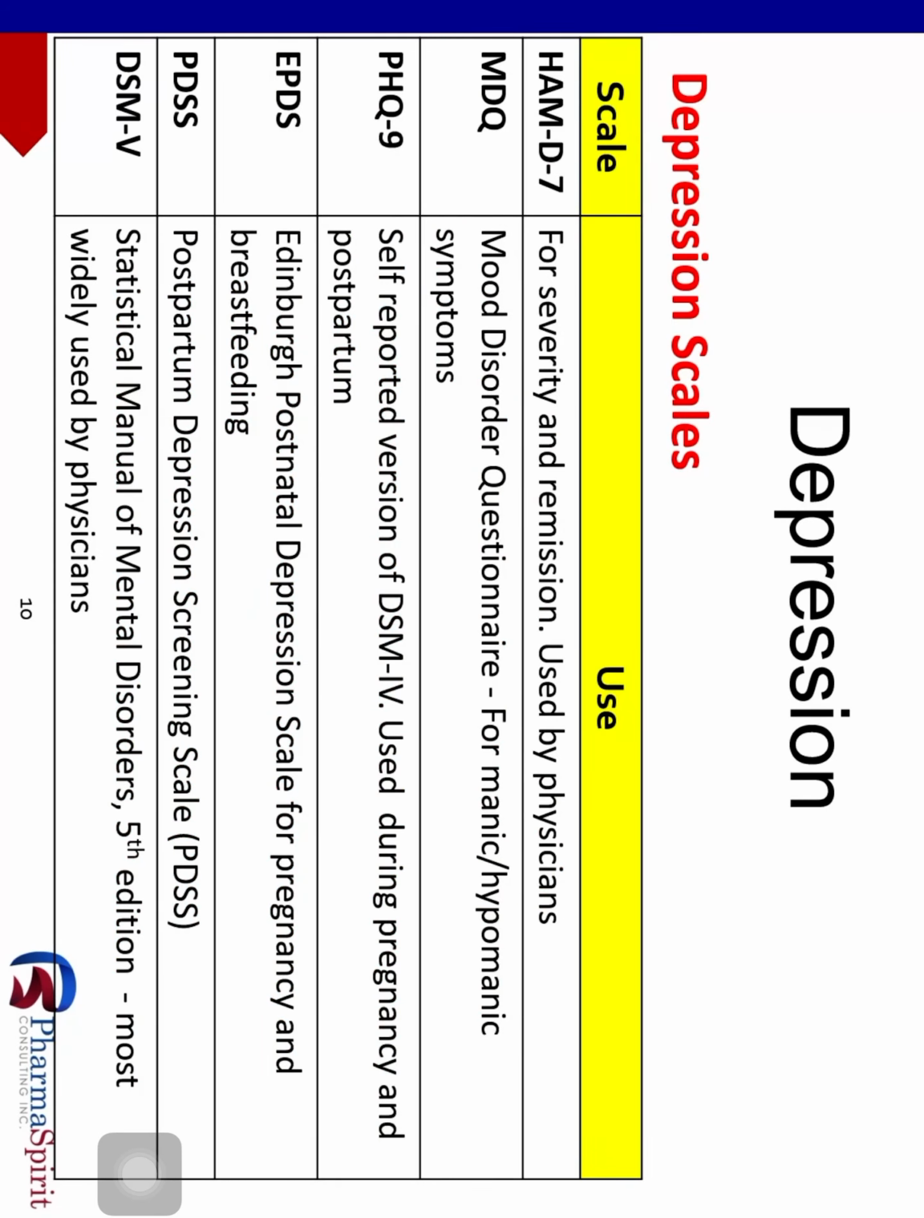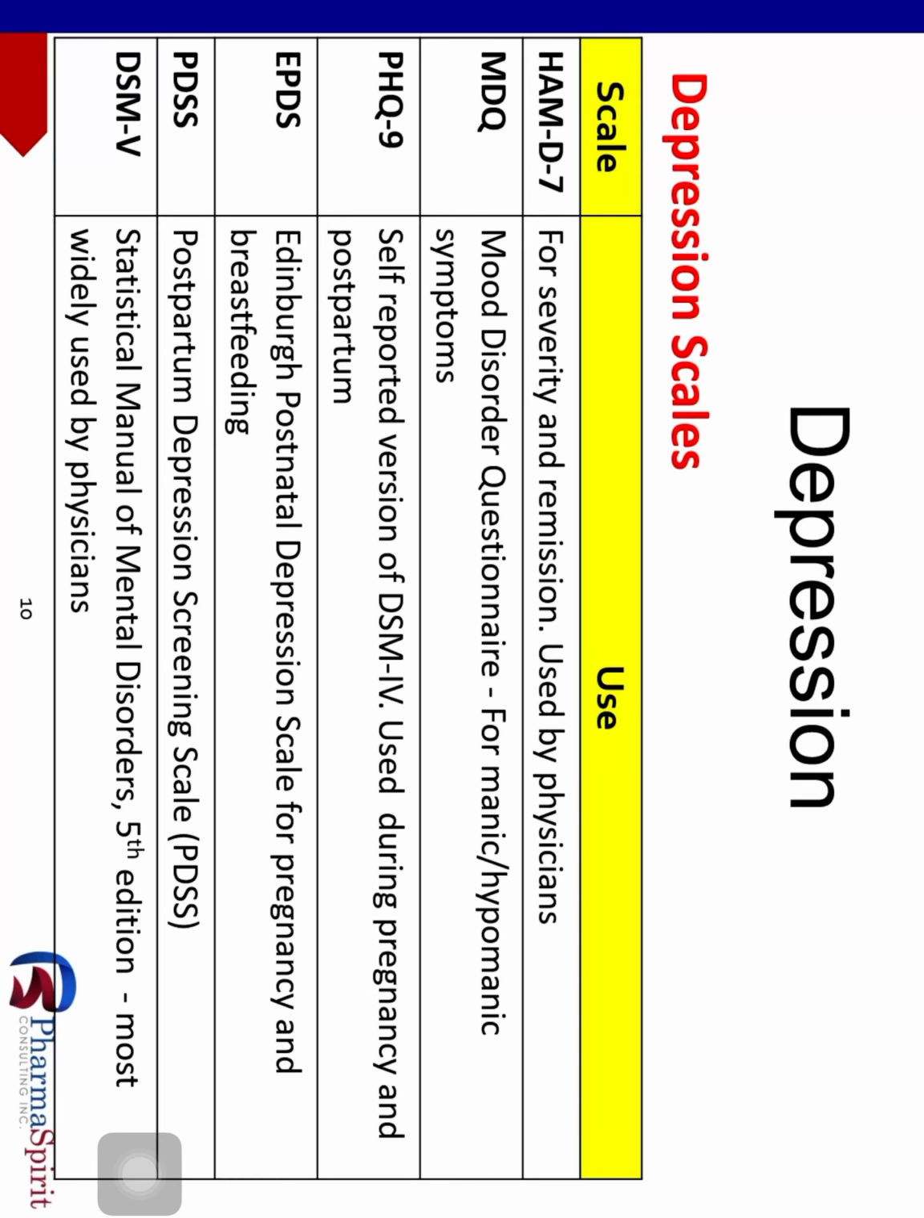The Hamilton Depression Rating Scale, or HAM-D7, is a 7 items assessment that can be used by the physician to assess the severity of depression and also to assess the remission of depression. The MDQ, or the Mood Disorder Questionnaire, is used for the assessment of manic hypomanic symptoms. It's not used necessarily for depression.